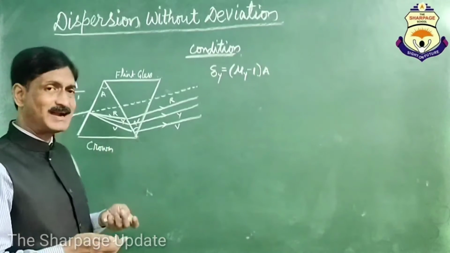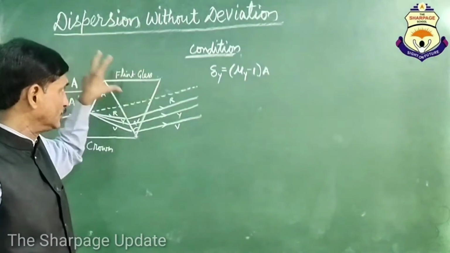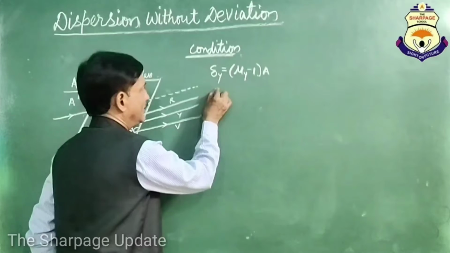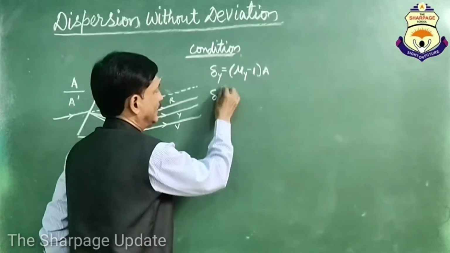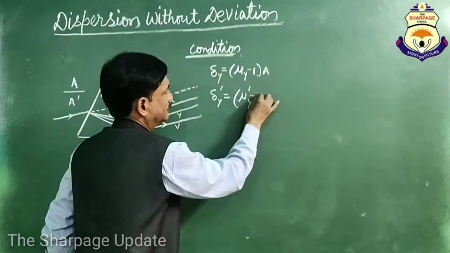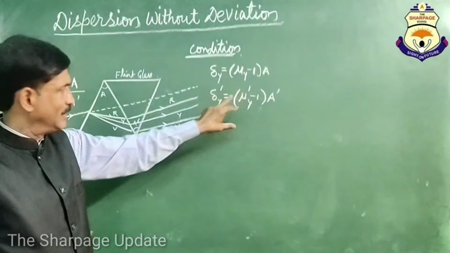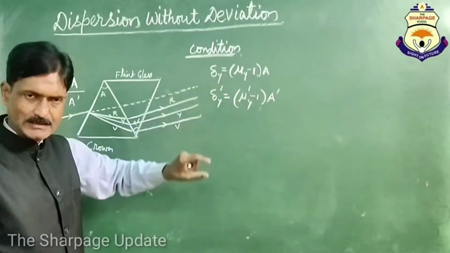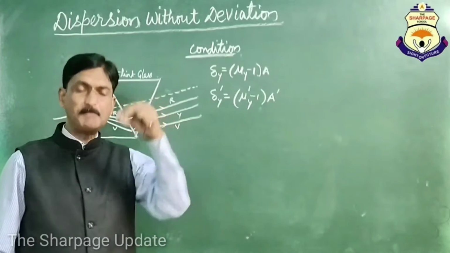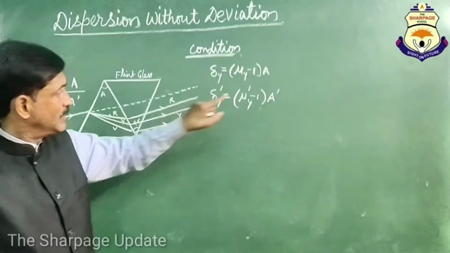Now let the deviation through the second prism, that is, the deviation through the flint glass prism, be represented by delta y dash equal to mu y dash minus 1 into A dash. In this relation, delta y dash represents the deviation for the yellow color, or you can say for the mean color of the spectrum of light, of the flint glass prism.